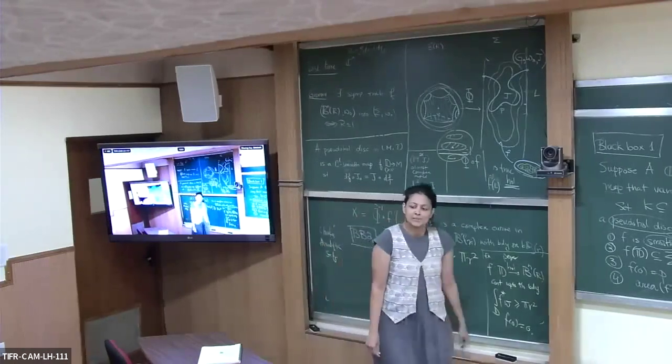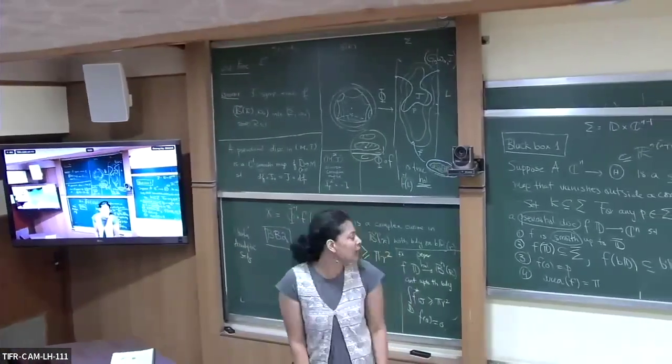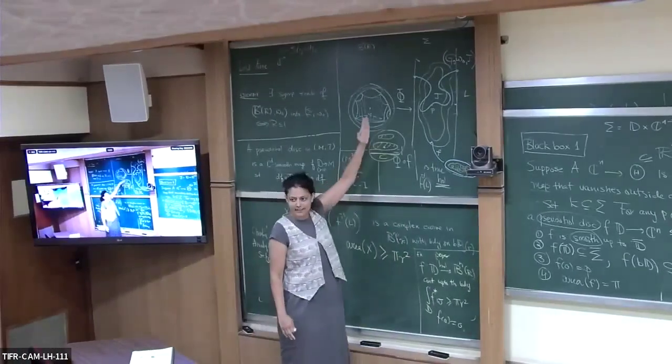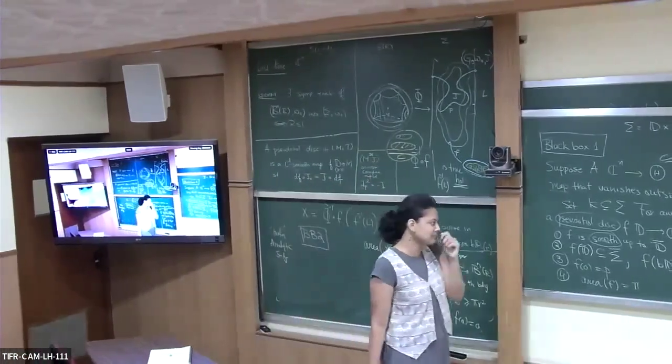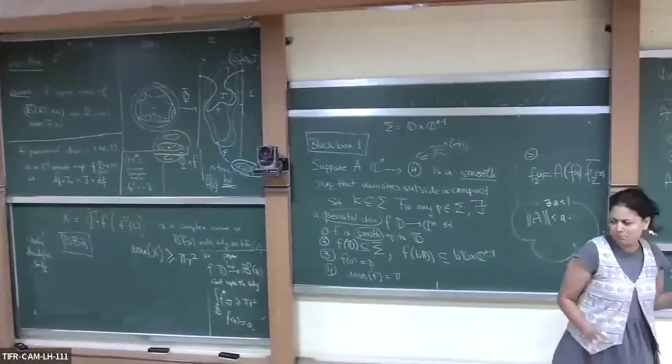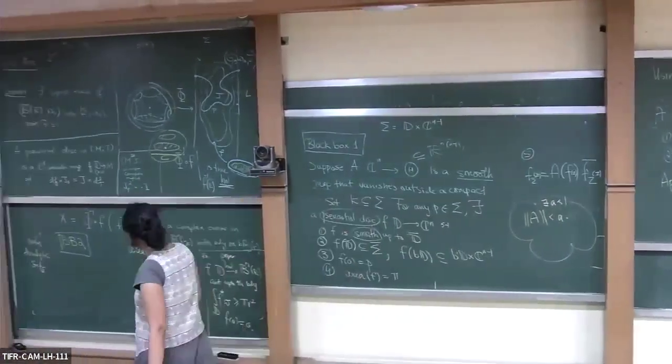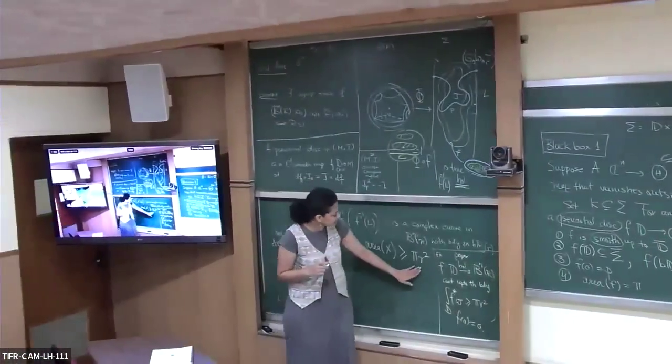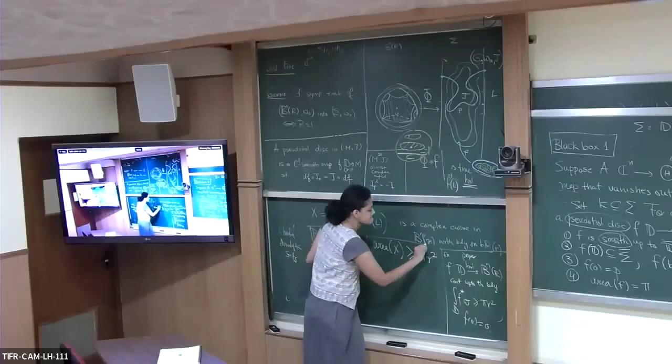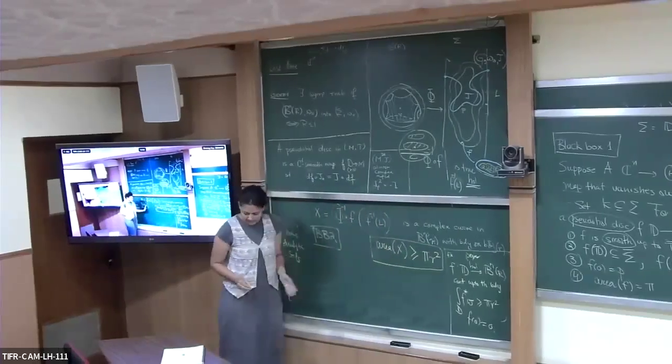Equality implies the disk. Sorry? Equality implies that you have these affine pieces. Yeah. Absolutely. Very nice. Okay. But where are we? So sorry, yeah, pi r squared. This is correct. Okay.